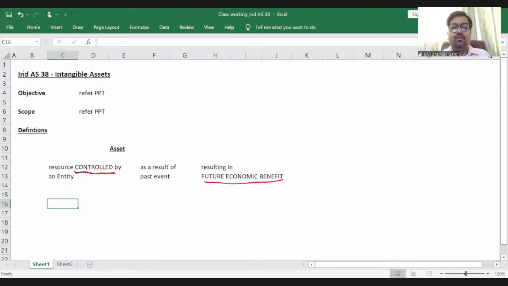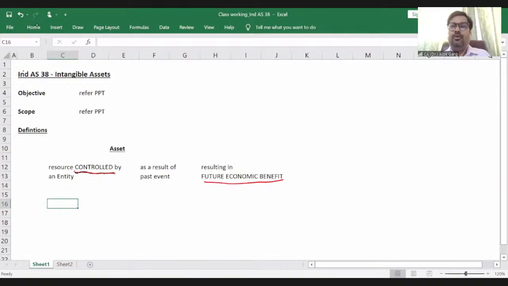So an asset is a resource controlled by an entity as a result of past event, resulting in future economic benefit, where future economic benefit is expected to flow. Is it clear to everyone? Sir, how will this control arise? For example, in case of property, plant and equipment, you got possession of a flat, right? So you are living in that flat. You can restrict others. You can stop others from using the benefit of that flat.